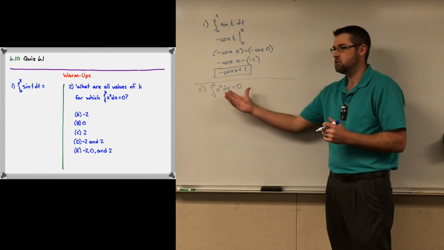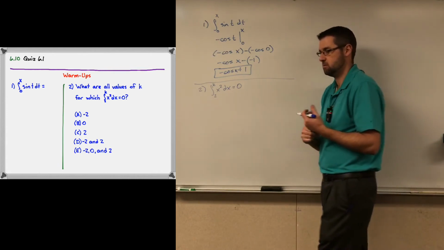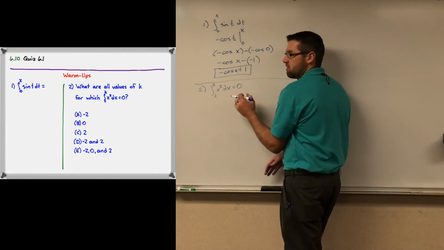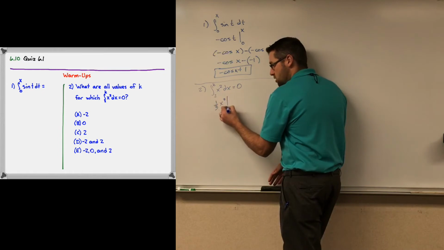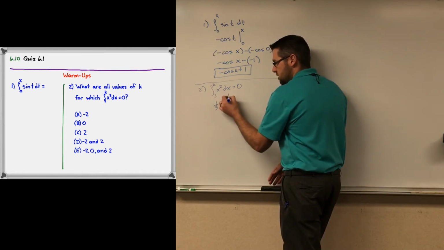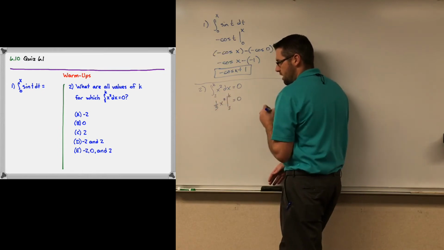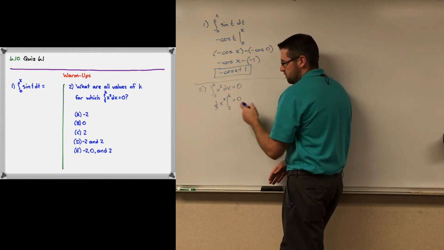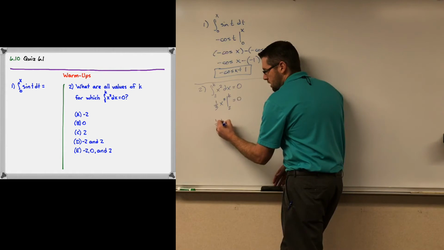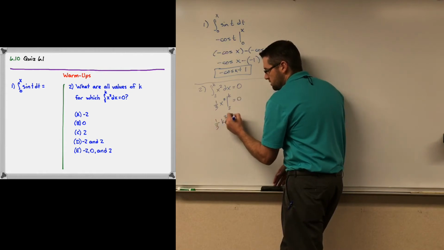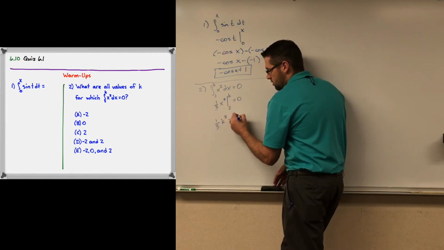Okay? What would I do to evaluate this? Take the antiderivative. What's the antiderivative of x squared? 1/3 x cubed, evaluated from 2 to k, has to equal 0. Now what? Plug in, so it's going to be 1/3 k cubed minus 1/3 2 cubed equals 0.